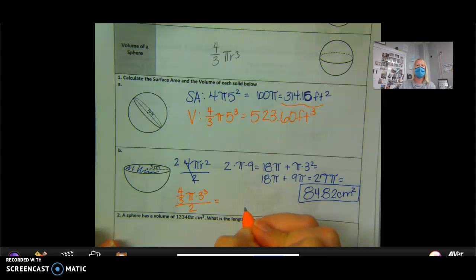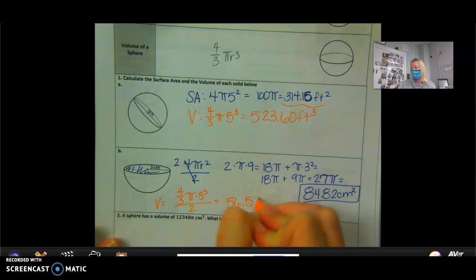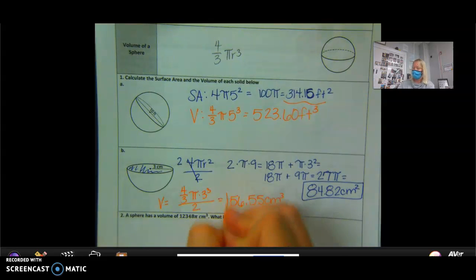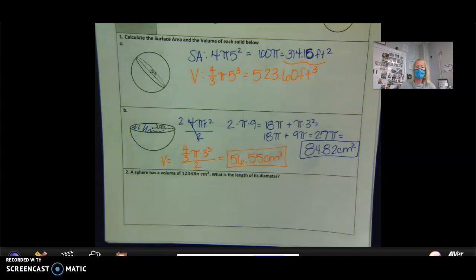Anyone? What do you get for a final answer for volume? Agree, guys? Centimeters cubed. Okay, any questions on those two? All right. One more. A sphere has a volume of 12,348 pi centimeters cubed. What's the length of its diameter?